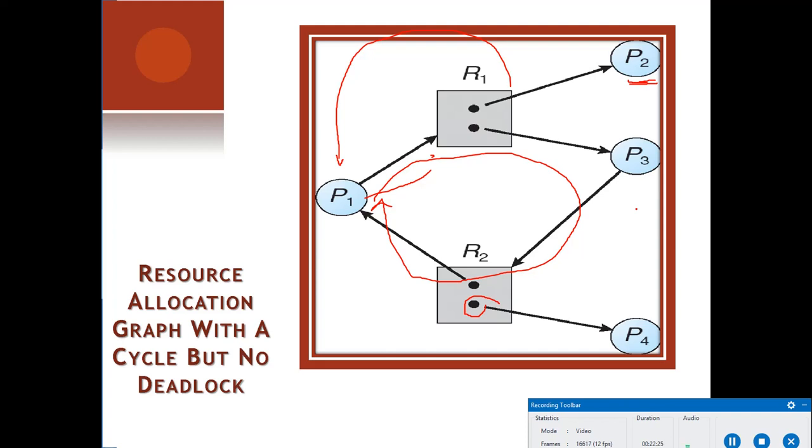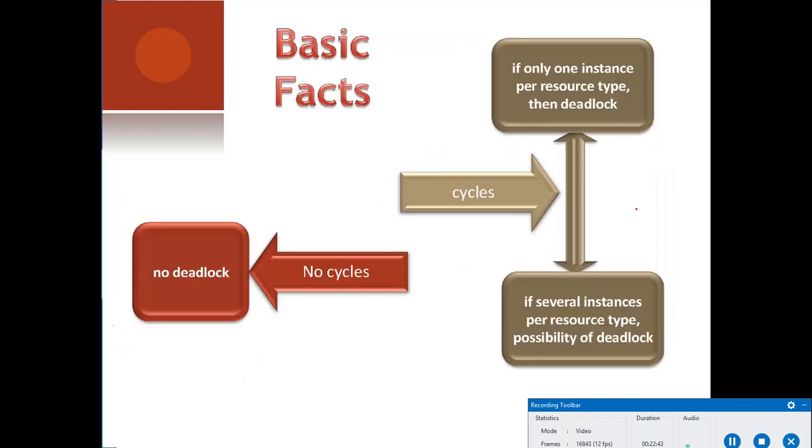So in summary, if a resource allocation graph does not have a cycle, then the system is not deadlocked. But if there is a cycle, the system may or may not be in a deadlock state. This observation is very important when we deal with the deadlock problem. So when there is no cycle in the graph, no deadlock. But when there is a cycle, there may be a deadlock. So when is the deadlock condition? If there is a cycle, what is the condition for there to be a deadlock?